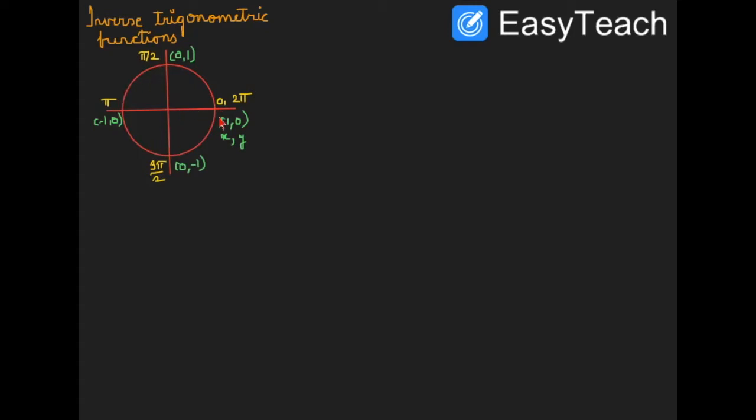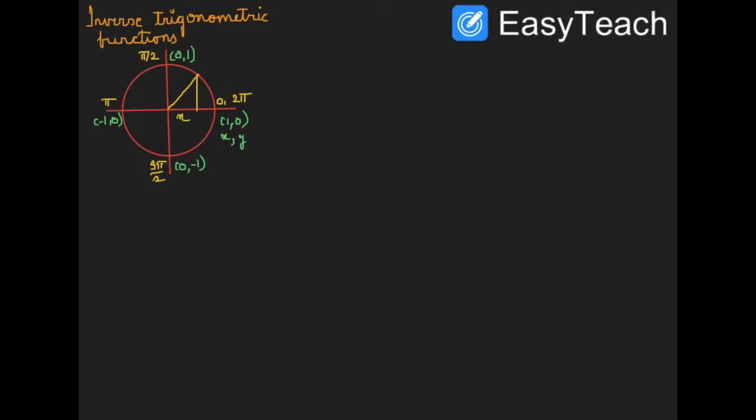That means this coordinate will be x and this will be y. So the x coordinate is 1 and the y coordinate is 0. Similarly here minus 1, 0, 0, 1 and 0, minus 1. We all know this is 0, pi by 2, pi, 3 pi by 2 and 2 pi. That's 360 degrees. Any point that we plot is taken with respect to x and y coordinates.